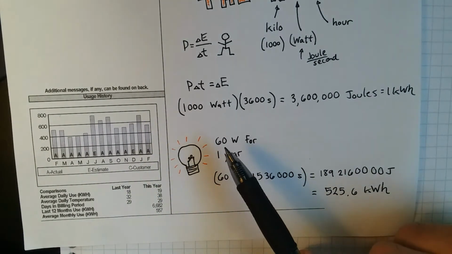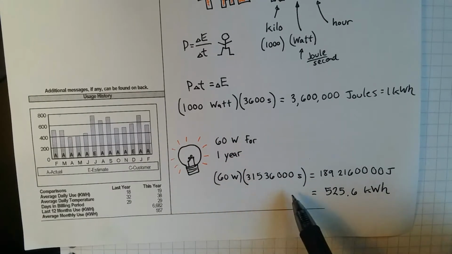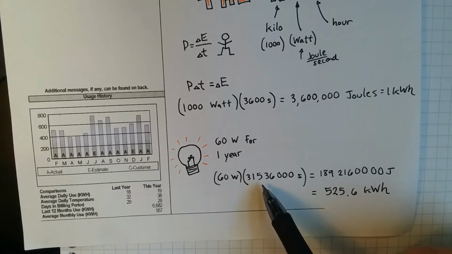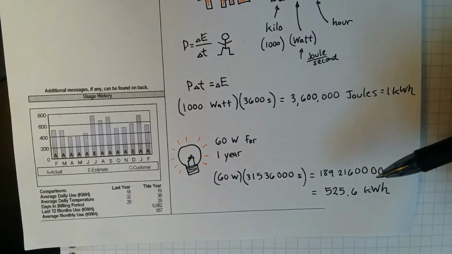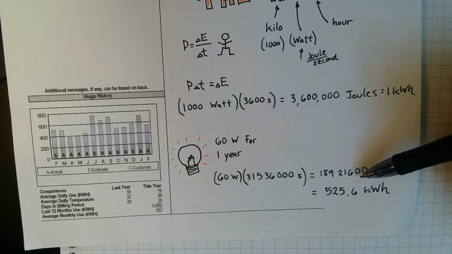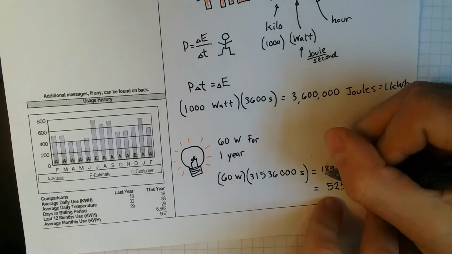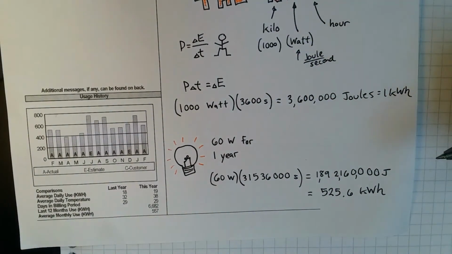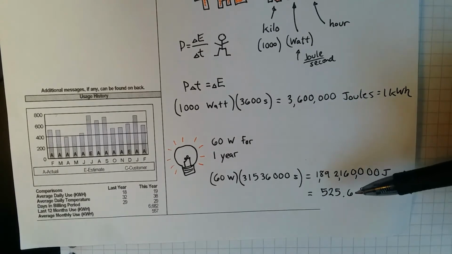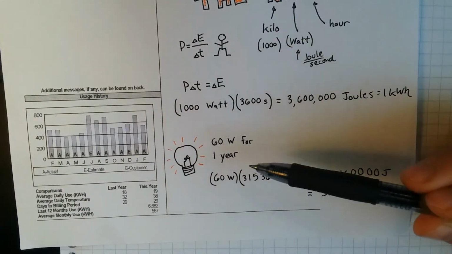If you left a 60 watt light bulb on for 1 year, that'd be 60 watts times the number of seconds in a year, 31,536,000 seconds. Use them wisely. You would end up with this many joules. Gosh, let me put a comma there and a comma there. That's over 1 billion joules. And that's a lot. Expressed in kilowatt hours, that's 525.6 kilowatt hours. And that's just for one light bulb on for a year.